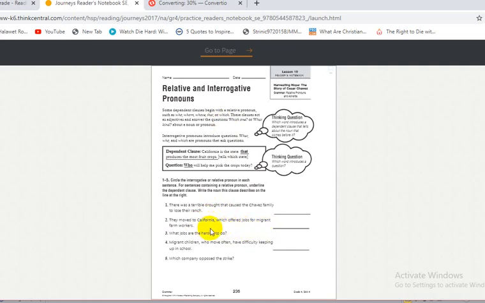So California offers jobs for migrant farm workers. So which here relates to California. This whole dependent clause describes California.